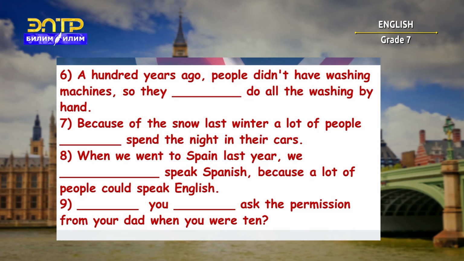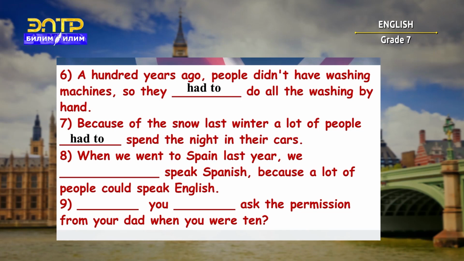Time is up. Have you finished? Let's compare and check your answers all together. 100 years ago, people didn't have washing machines, so they had to do all the washing by hand. The next one, because of the snow last winter, a lot of people had to spend the night in their cars.